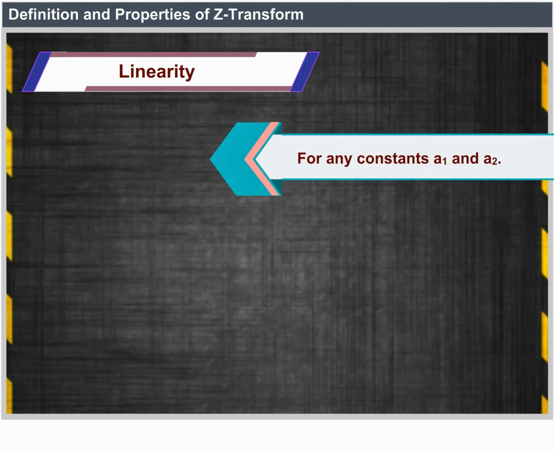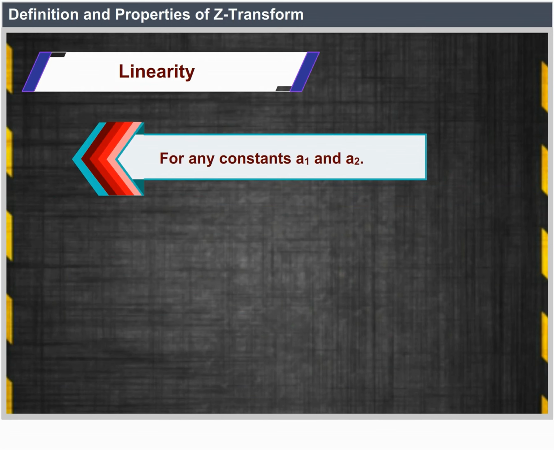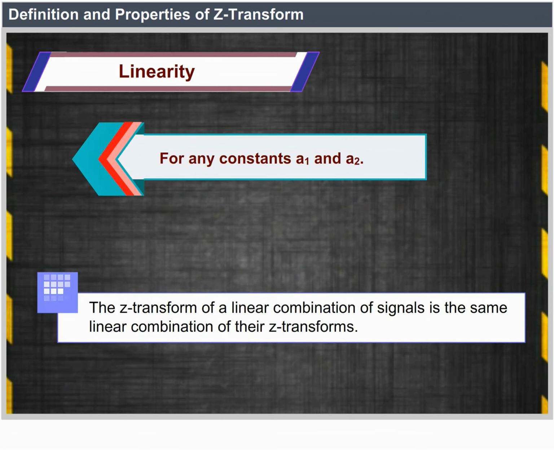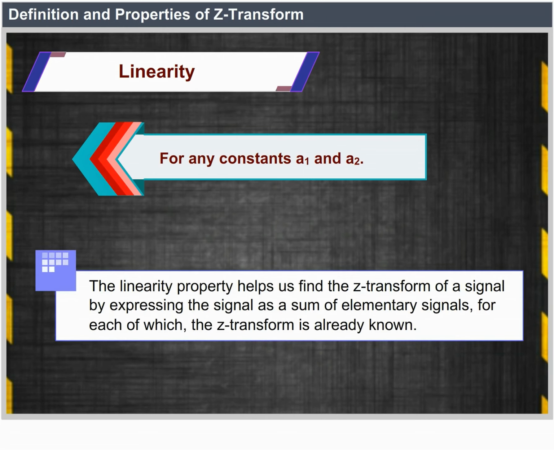For any constants a1 and a2, the Z transform of a linear combination of signals is the same linear combination of their Z transforms. The linearity property helps us find the Z transform of a signal by expressing the signal as a sum of elementary signals, for each of which the Z transform is already known.